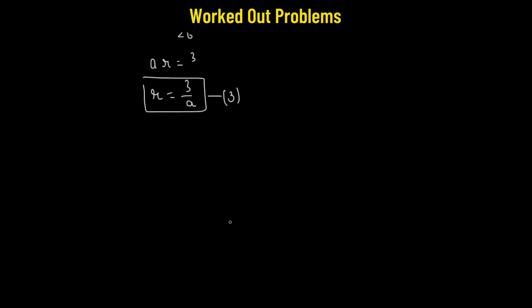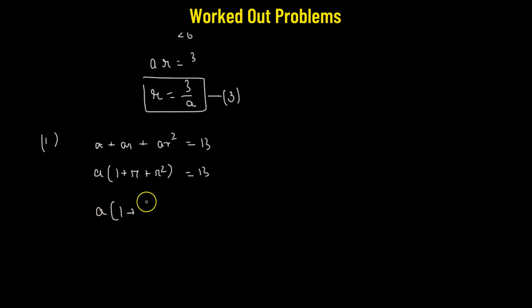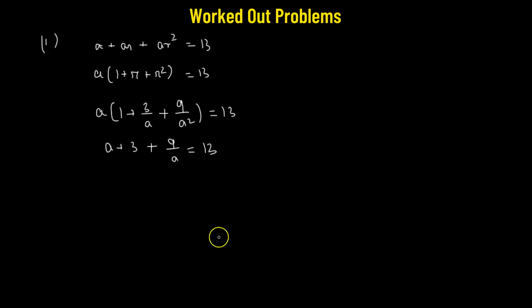Now coming back to equation number 1, we had a plus ar squared, which came out to be equal to 13. This was already provided to us. So if we take a as the common factor, we have 1 plus r squared equals 13. Now in place of r, we are going to replace it with 3 over a. We have a times 1 plus 3 over a plus, so r squared will be 9 over a squared, which is equal to 13. So multiplying throughout with a, we have a plus 3 plus 9 over a equals 13. Again, we're going to multiply both sides with a.